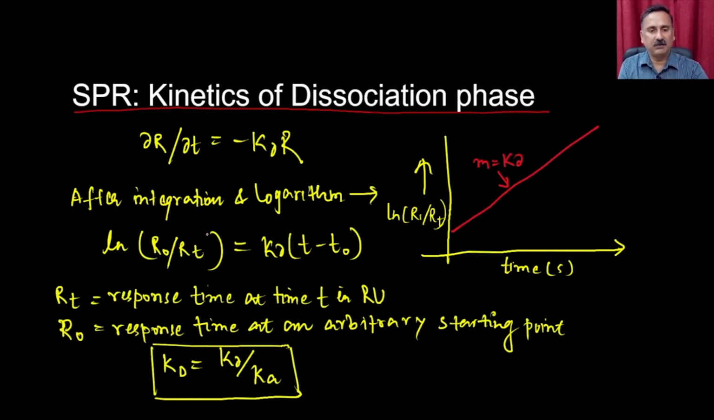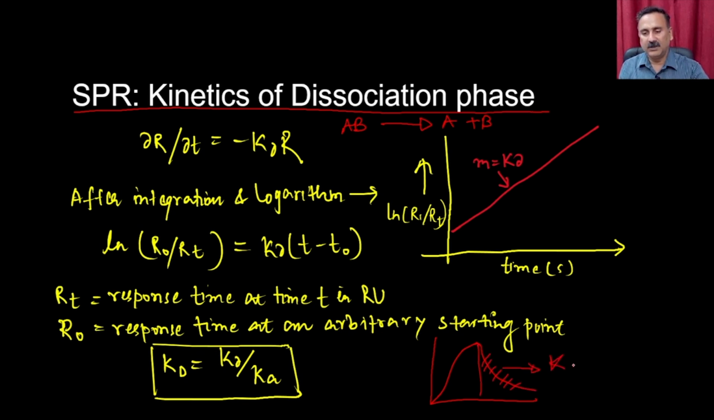So the kinetics of the dissociation phase is where you are actually going to monitor the AB giving rise to A plus B. And if you recall from the pattern or the sensogram, it is actually like this, right? And then it goes like this. So this is the phase which you are going to use for calculating the dissociation kinetics or the equilibrium kinetics.